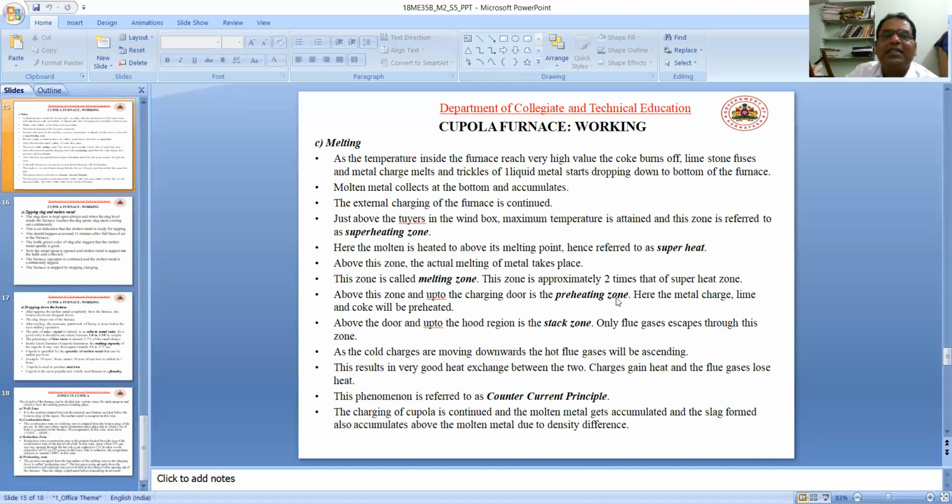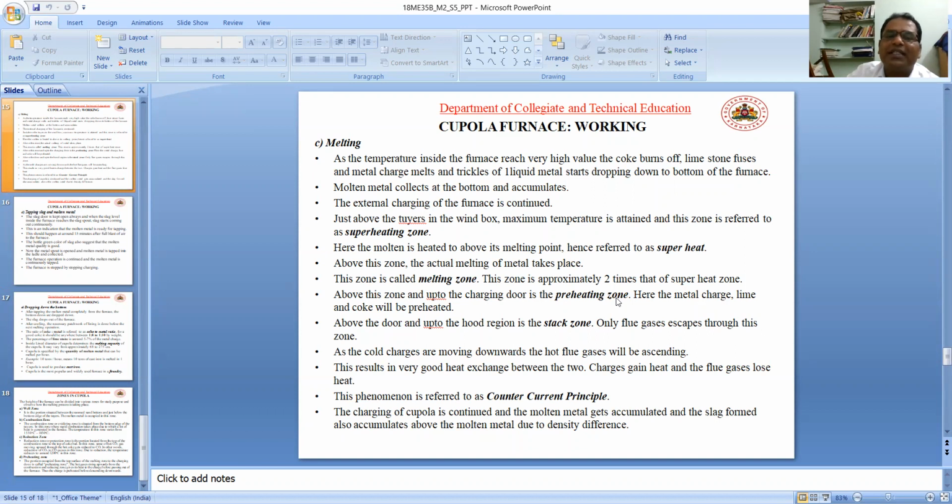Melting. As the temperature inside the furnace reaches a very high value, the coke burns off. Limestone fuses and the metal charge melts, and trickles of liquid metal start dropping down to the bottom of the furnace. Molten metal collects at the bottom and accumulates. The external charging of the furnace is continued.